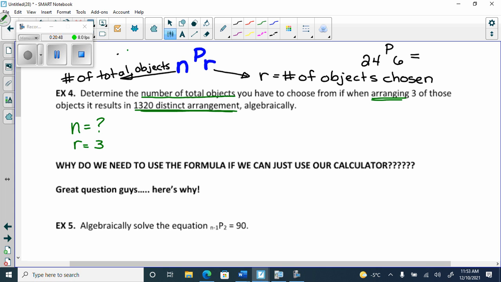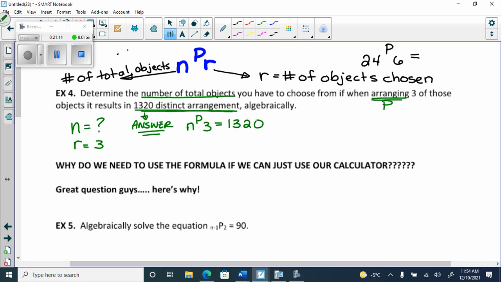And it results in this many arrangements. So I gave you the answer. I gave you what it equals, didn't I? We know it's a P because of it being arranged. So when we do the formula, it's going to be nP3 equals 1,320.